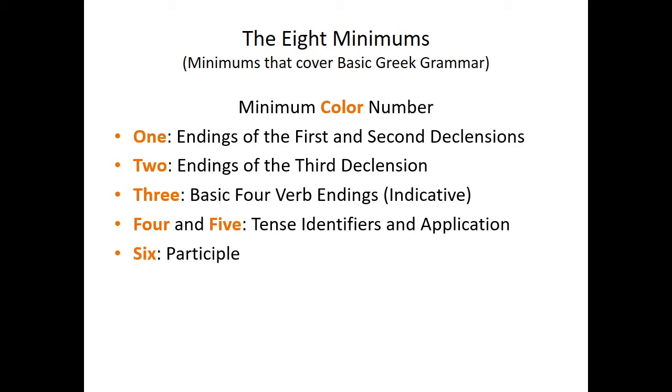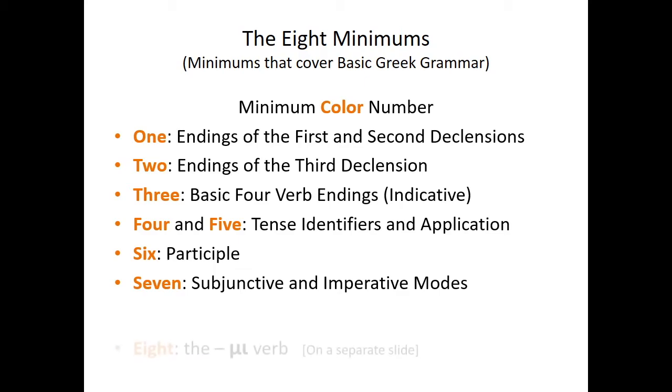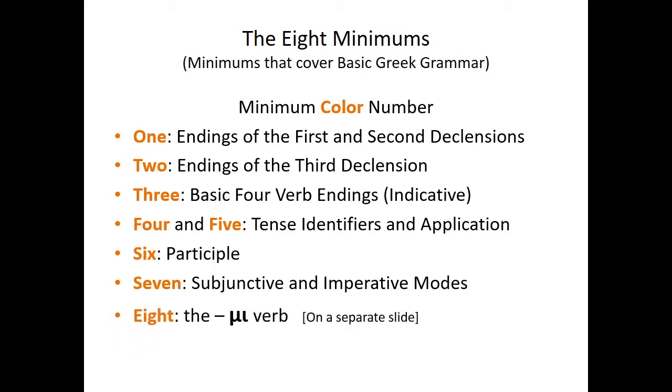Then minimum 6 deals with the participle, and minimum 7 deals with the subjunctive and imperative modes. Minimum number 8 is given on a separate slide on the mi verb.